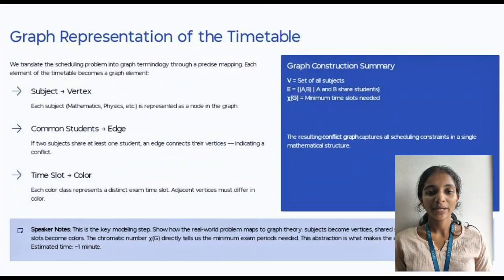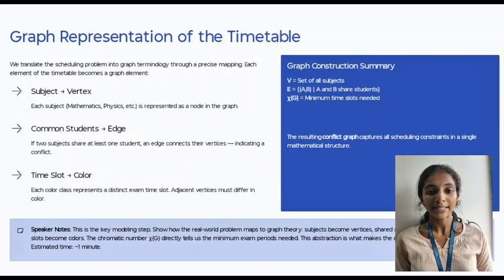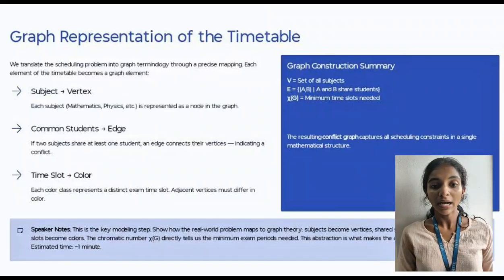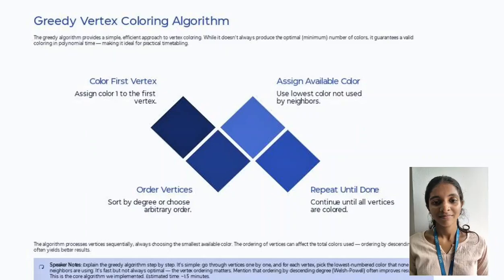Now I am going to explain the graph representation of a timetable. Here each subject is taken as a vertex. If two subjects have a common student, we connect them with an edge. Each color represents an exam time slot. Subjects connected by an edge cannot have the same color, so their exams will be conducted at different times. Thus, graph coloring helps us to create a conflict-free timetable.